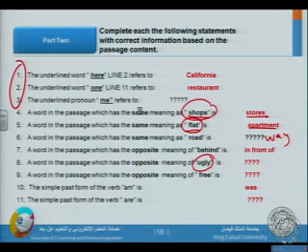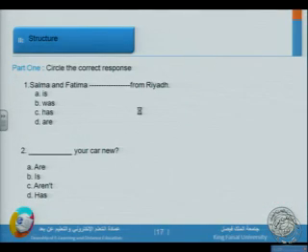Okay, the simple past form of the verb am is was. هذا الماضي من am. طب شو هو الماضي من are؟ Was و were. So just do the rest of these questions by yourself.